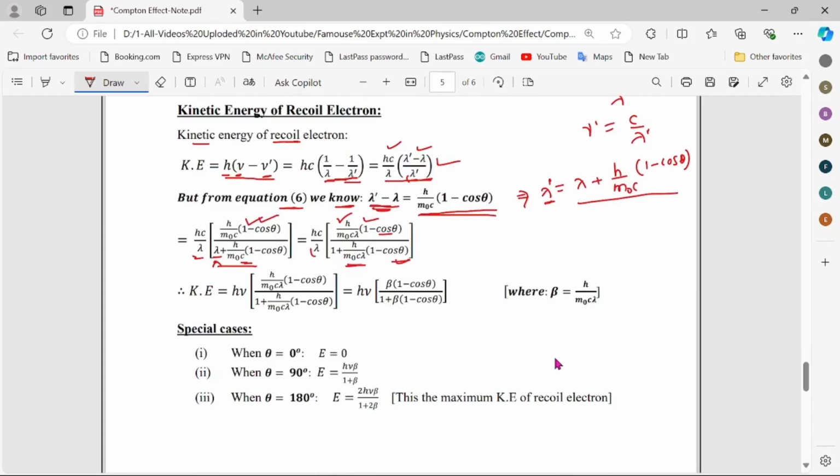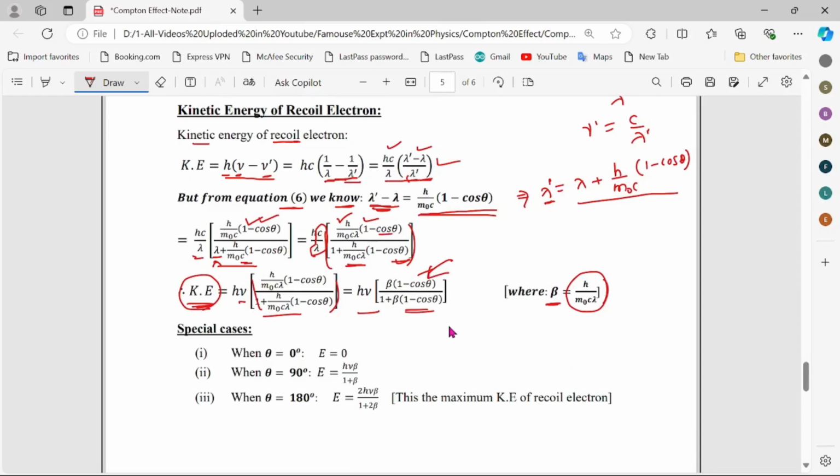Here c by λ can be written as ν, so hν into this entire term, I have written as such. Then I substituted β as h by m0cλ. So finally we found the kinetic energy expression of the recoil electron will be hν into β(1 minus cos θ) by 1 plus β(1 minus cos θ). Here you can see the kinetic energy solely depends upon the scattering angle of the photon.